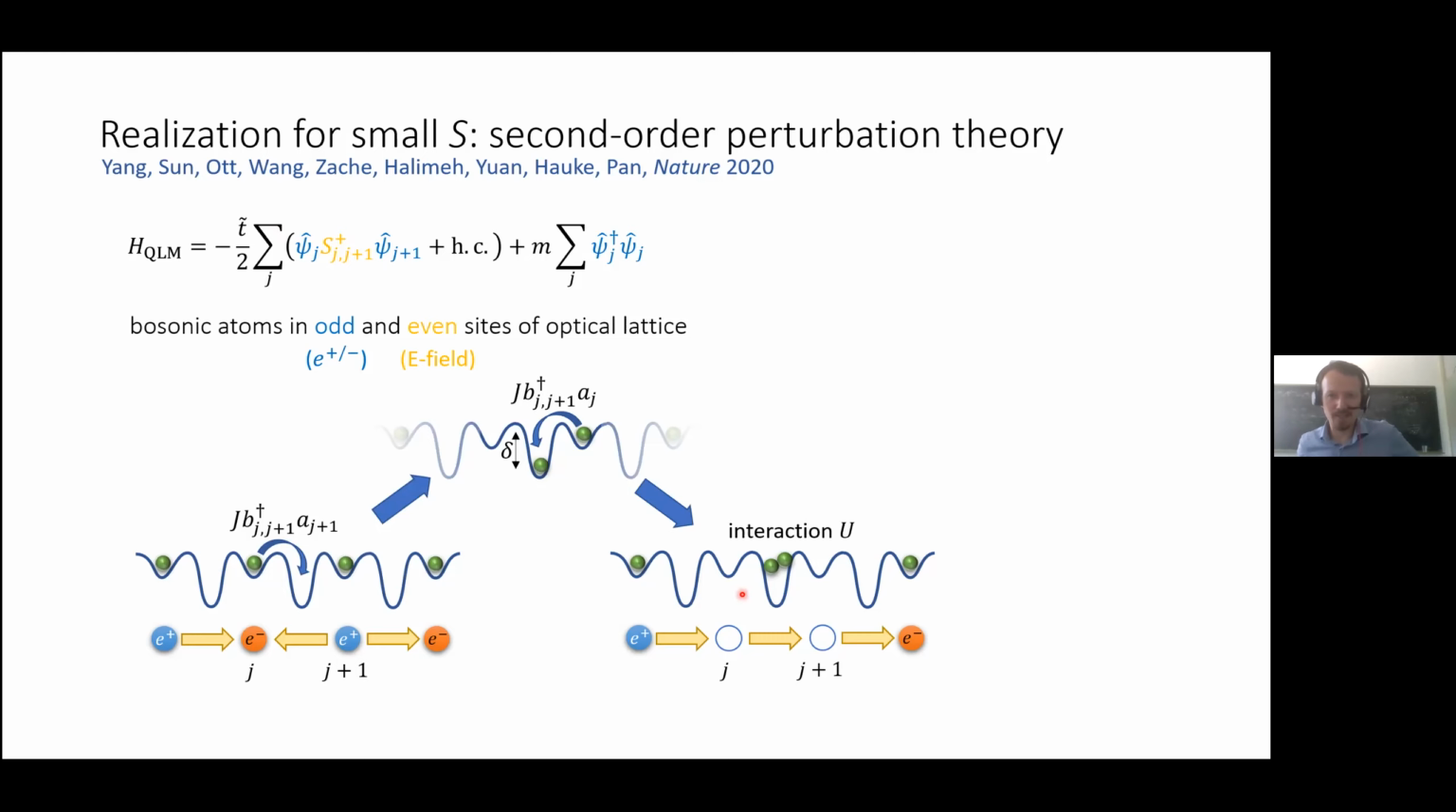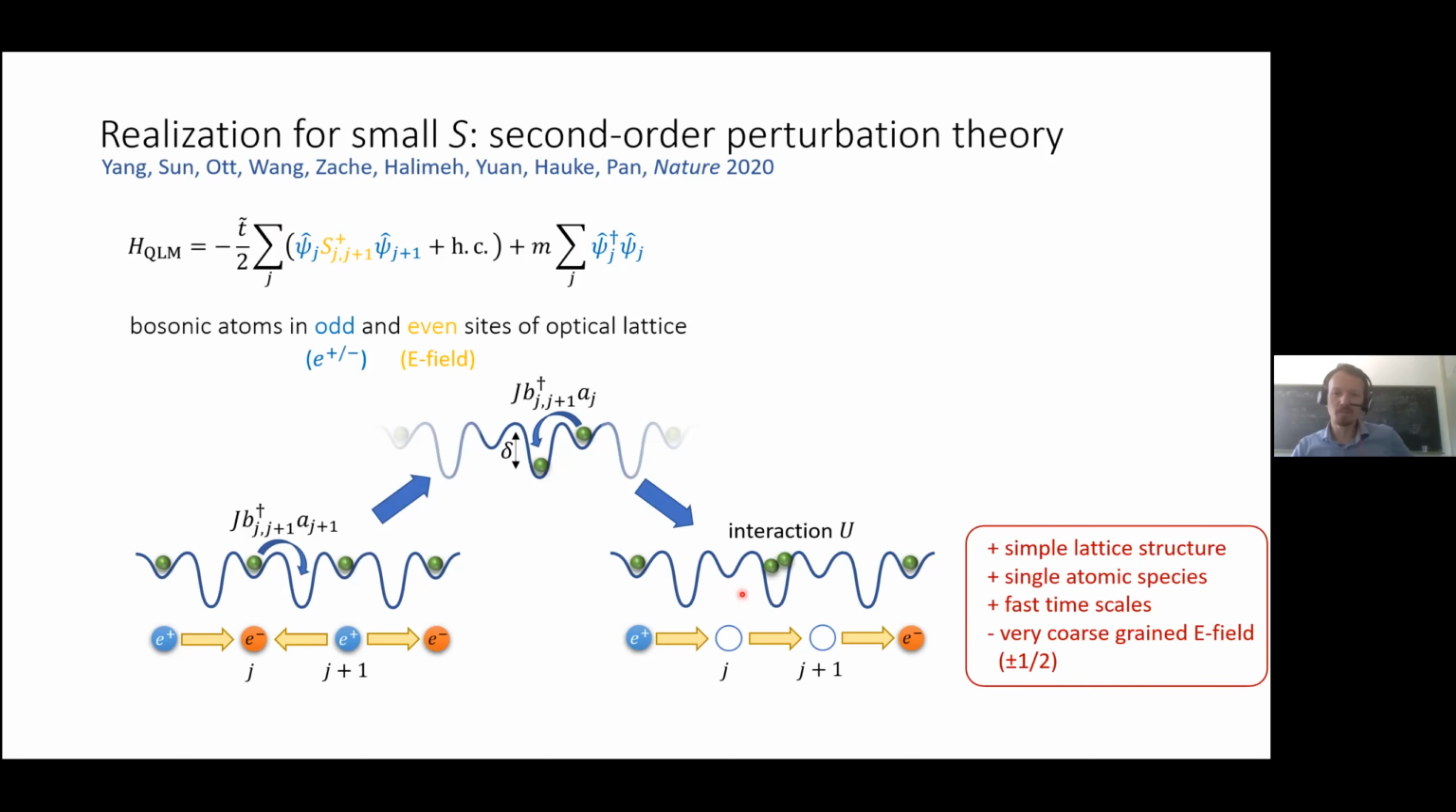So now what is nice about this implementation is it's a very simple lattice structure. It uses just a single atomic species, and it has very fast timescales because of the second order process. One disadvantage is it's very coarse. It has a very coarse-grained electric field, because the field can be just plus 1/2 or minus 1/2.